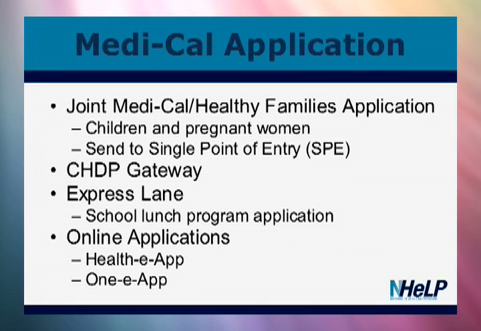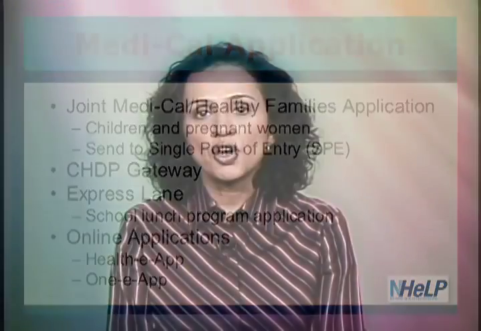And finally, there are online applications that are available for children in many counties. These include the Healthy app, which enables kids statewide to apply for Medi-Cal and Healthy Families in certain provider offices or with the help of certified application assistants, known as CAAs. At this time, families cannot complete an online application from their home or office computers. They have to go to a provider or CAA office to do that.